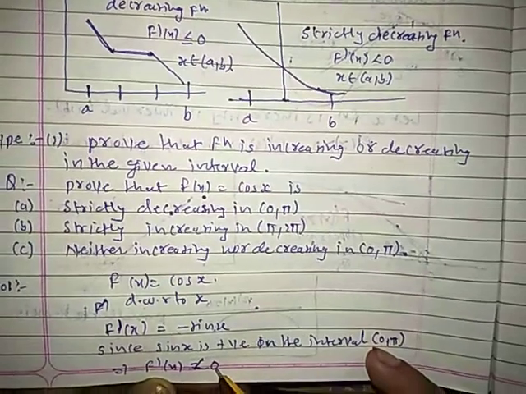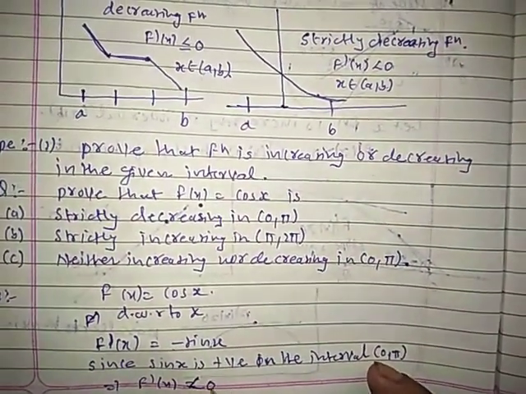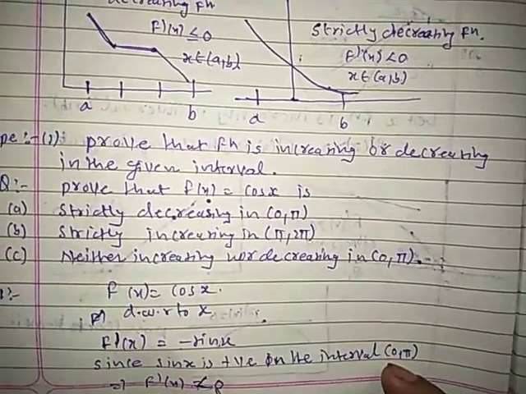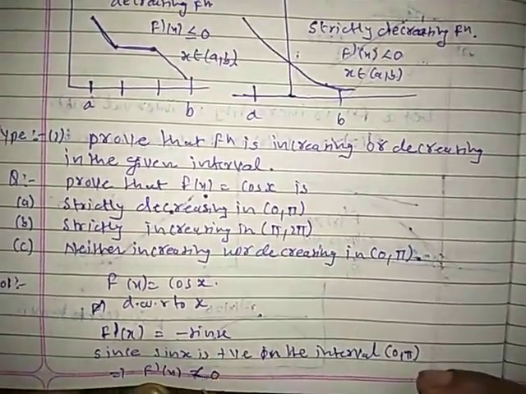Is it less than 0? So it is a strictly decreasing function. Strictly decreasing, not equal to; it never becomes equal to 0. So f dash of x is less than 0. How do I know that it is less than 0?